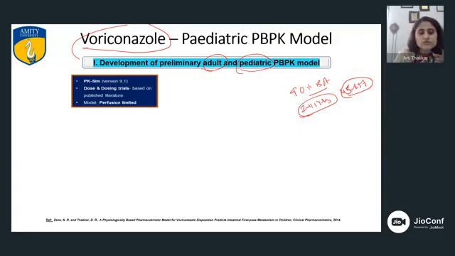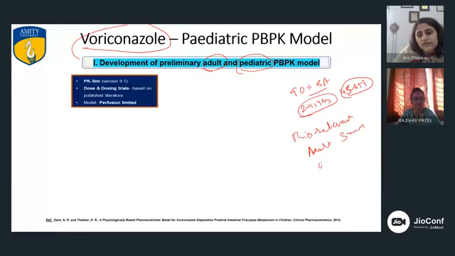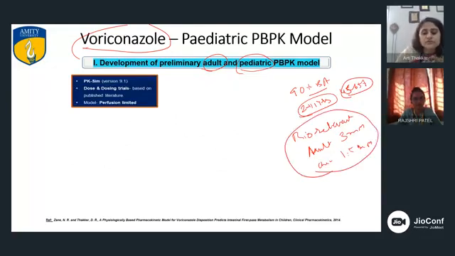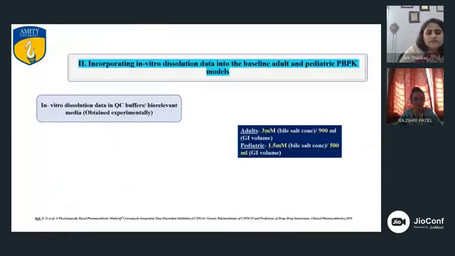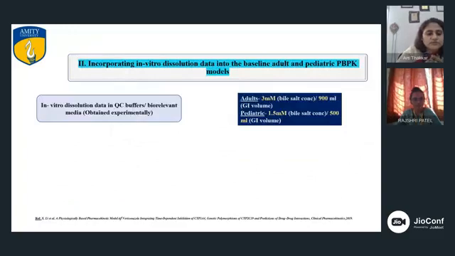We took the different bile salt containing media. So if you have a biorelevant media for adults, the concentration of sodium taurocholate, what I mentioned, is 3 millimolar. However, in children it is 1.5 millimolar. So we have these two different biorelevant media. We took that. I would say we did dissolution data in quality control buffer, QC buffer for the drug, and of course the biorelevant media.